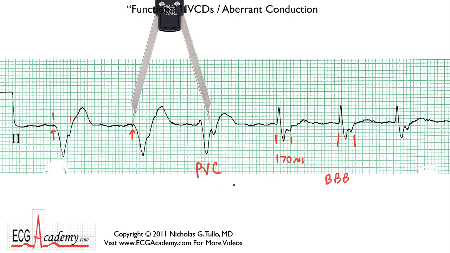If you think that's a little confusing, it'll all become clear in the next section when I'm going to start talking about premature beats, including atrial and ventricular premature contractions. And then I'll circle around and talk about atrial premature beats with aberrant conduction to, in essence, complete this discussion of functional aberrancy.